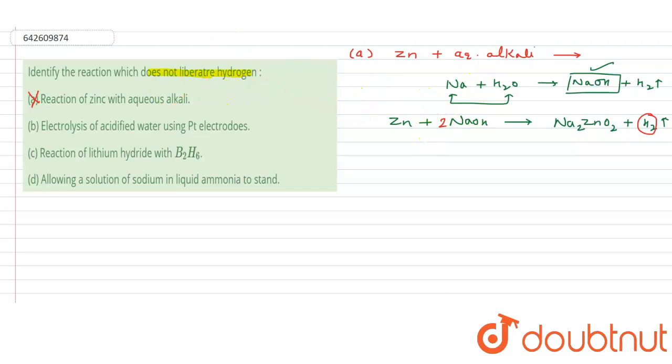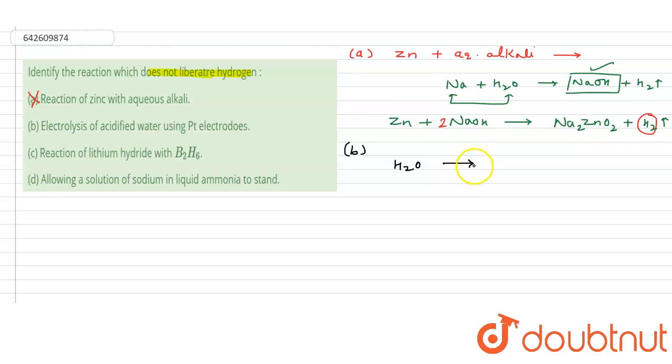Now if we talk about option B, or reaction B, that means electrolysis of acidified water using platinum electrode. In this reaction we have to electrolyze the water. So you can see here, this is water. When we electrolyze it, there is an anode and a cathode.